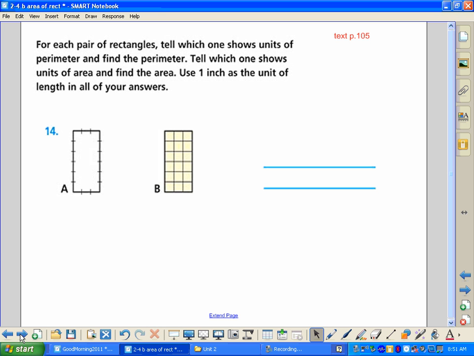Okay, so let's look at this pair of rectangles. Which one would show me the perimeter and which one would show me the area, if I wanted to count? A shows me the perimeter. Can I also find perimeter on that one too? Yes, I could, but this one makes it a little bit easier. This one will help me to find the area because it shows me all of the boxes.